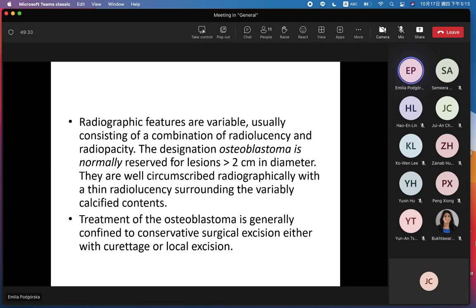The diagnosis of osteoblastoma is normally reserved for lesions bigger than 2 centimeters in diameter. They are well circumscribed radiographically with a thin radiolucency surrounding the variably calcified contents. Treatment of the osteoblastoma is generally confined to conservative surgical excision, either with curettage or local excision.